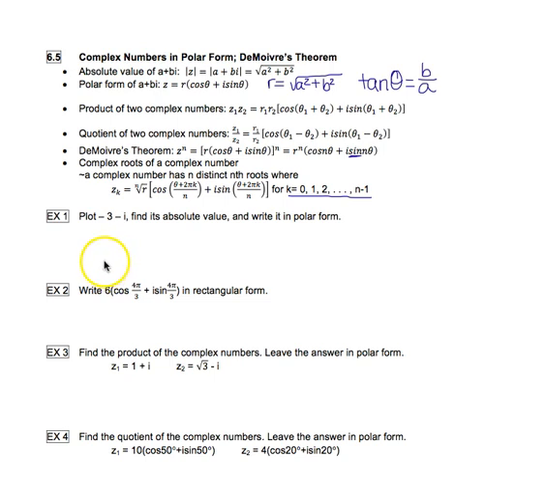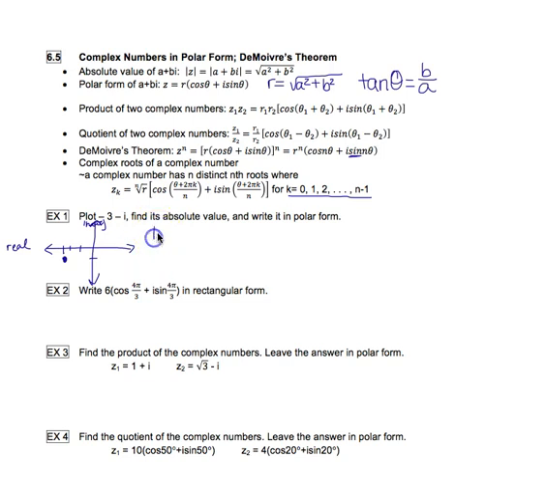Example 1: plot -3 minus i, find its absolute value, and write it in polar form. So we've got 3 different tasks here. First, plot it. We've done plotting of complex numbers before. Remember that when we are plotting complex numbers, the real axis is here, the imaginary axis is here. So -3 minus i means I'm going to go left 3 and down 1, and so this would be my plot.